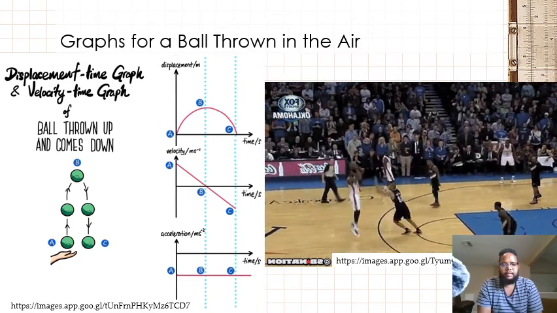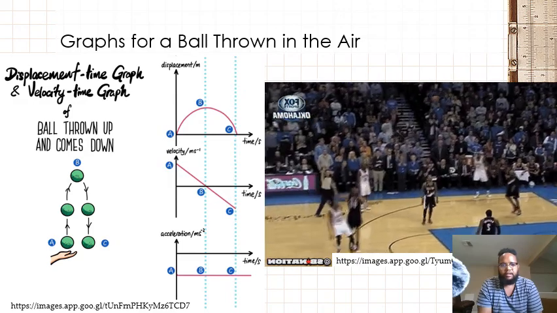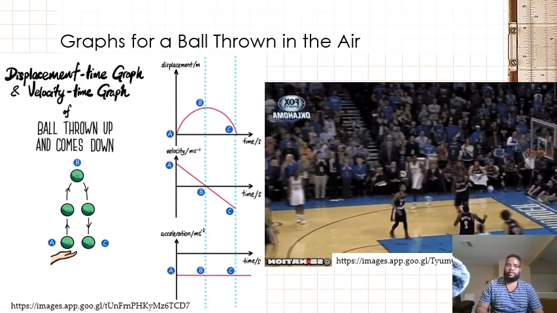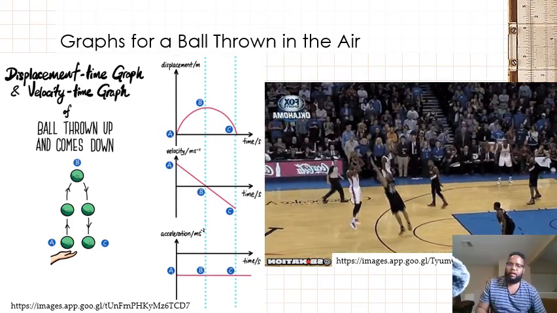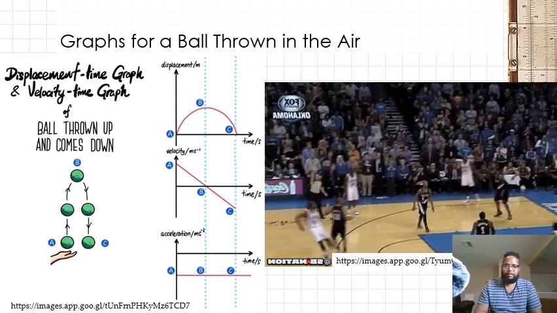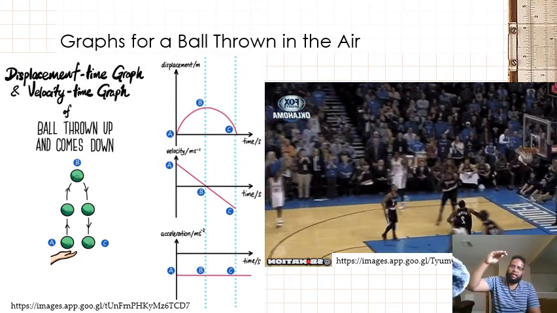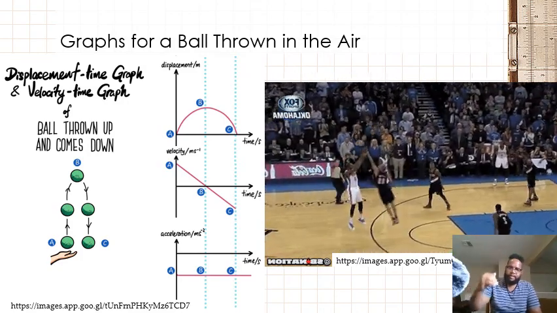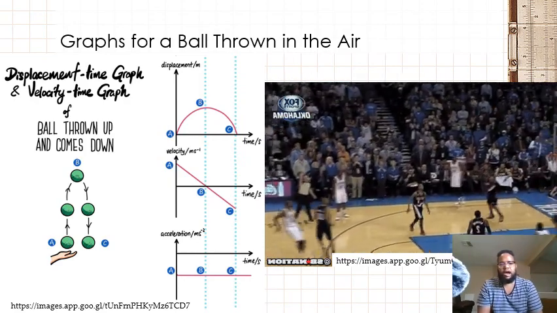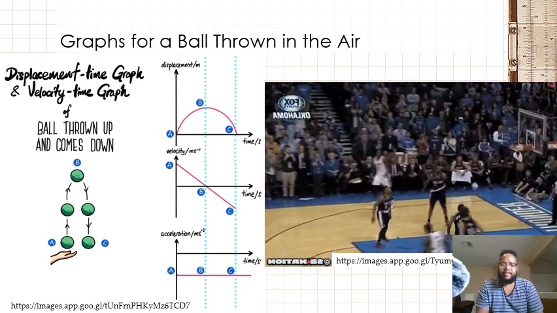The velocity of this basketball is changing with each second, and it's a constant change. Although the position goes up, the velocity is actually decreasing the entire time. So it's slowly decreasing until it gets to 0, and then it increases in the negative direction. So it constantly gets more and more negative. This constant change in velocity is called acceleration.